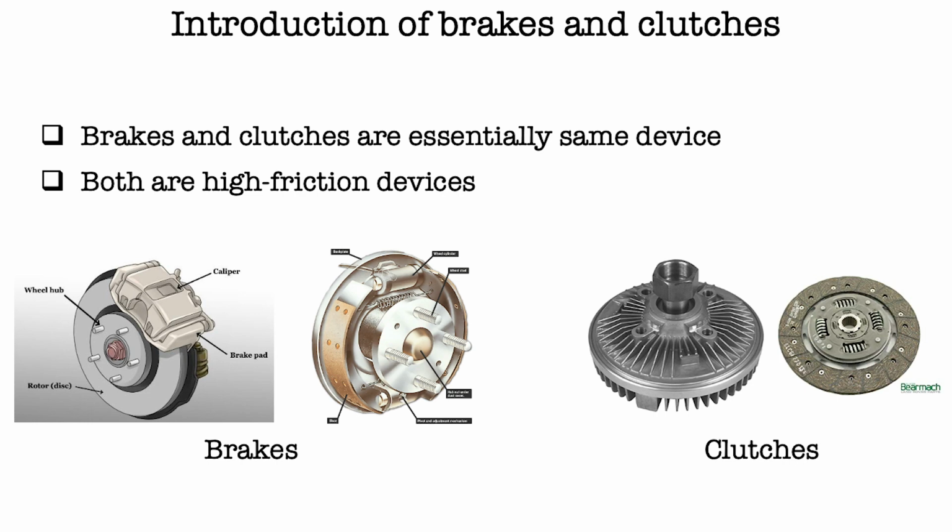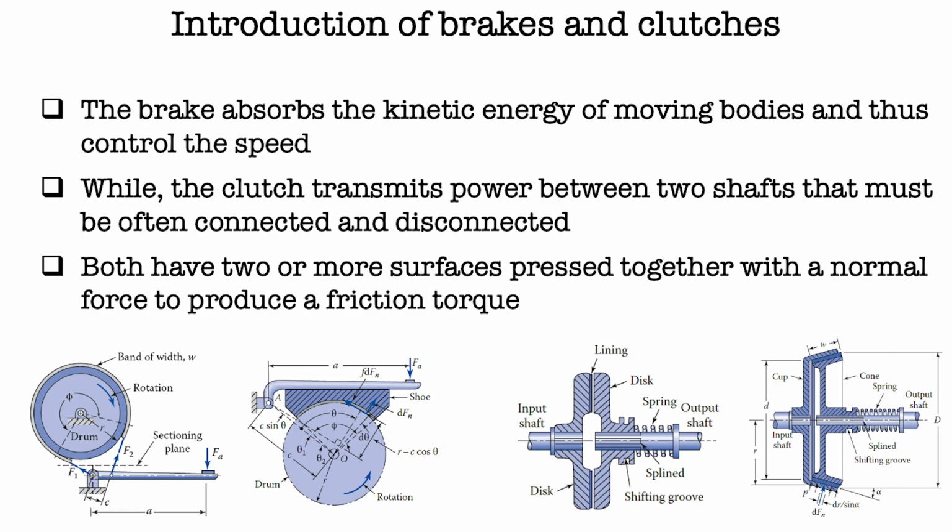Basically, brakes and clutches are essentially the same device. Both are high friction devices. As you can see in the figures here are the examples of brakes and clutches. The brake absorbs the kinetic energy of moving bodies and thus controls the speed, while the clutch transmits power between two shafts that must be often connected and disconnected. Both have two or more surfaces pressed together with a normal force to produce a friction torque.